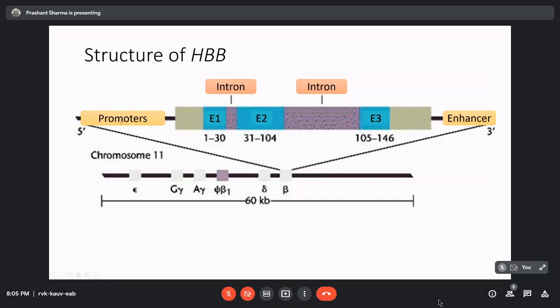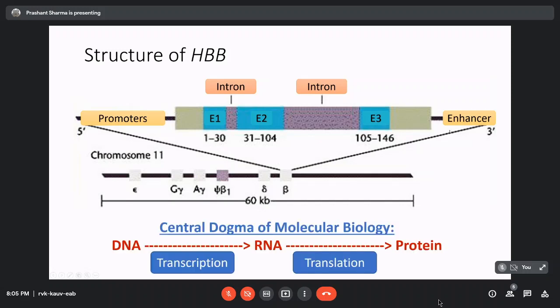And you have promoters and enhancers, and this is the beta globin gene which is amplified over here. Just a gentle reminder at this point of time that we're currently looking at the DNA sequence of this gene, and the central dogma of molecular biology states that DNA gives rise to mRNA via transcription, and mRNA is translated into a protein. So that's how it works for the majority of the genome.